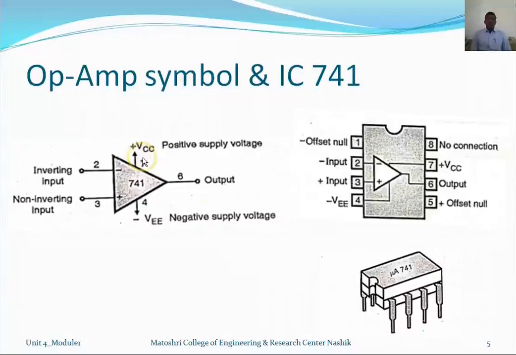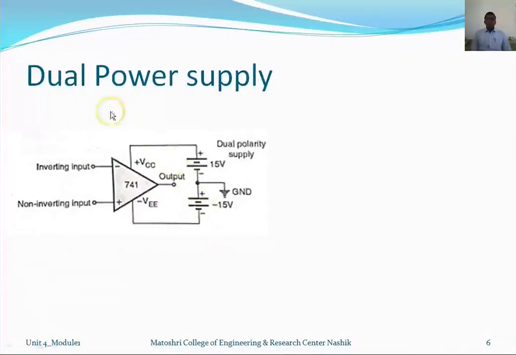We call it the collector positive voltage. The fourth terminal is the negative VEE, the negative supply voltage terminal. We call it the emitter negative voltage terminal. So from this introduction, we studied that the IC741 is an 8-terminal IC, and it is clearly seen that it's a dual power supply IC.